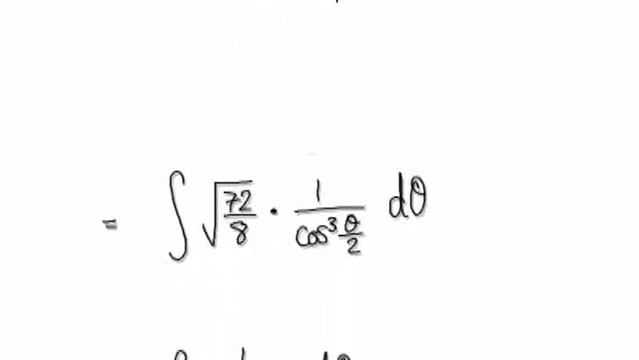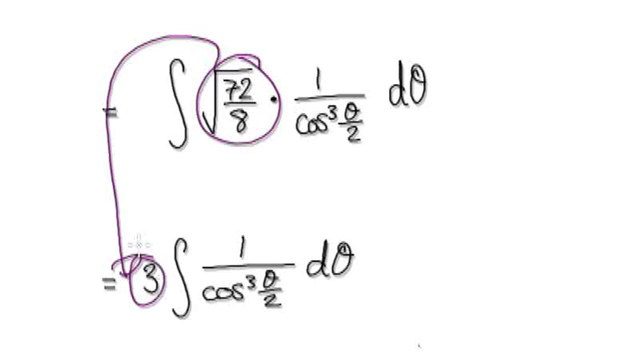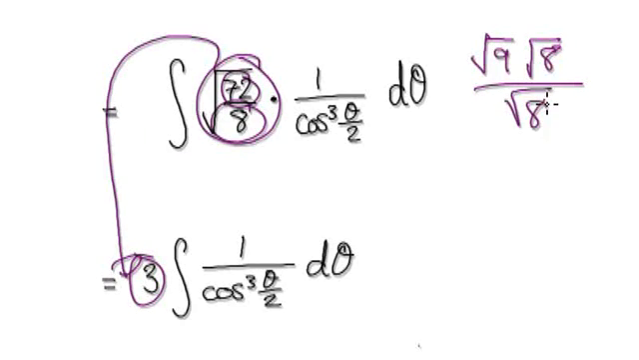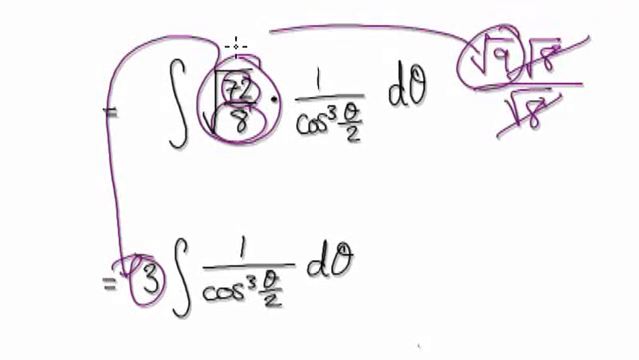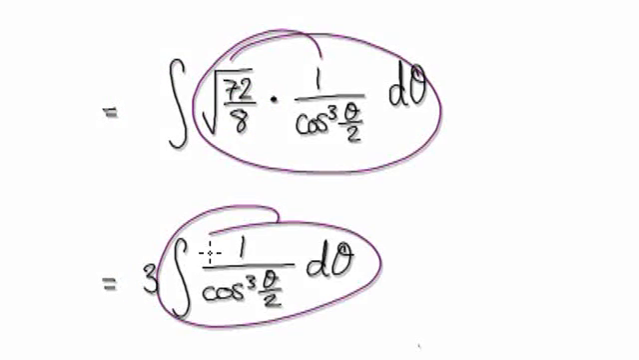Following on from the previous video, we got to this stage here where this thing here is 3, because you can always visualize 72 as root 9 times root 8, and then you've got your root 8 here, so these two cancel out. This here is 3. Well, this whole thing here becomes this.